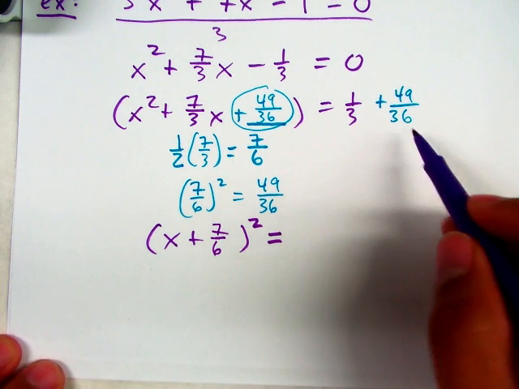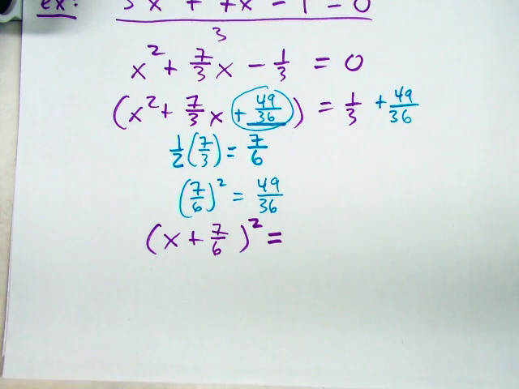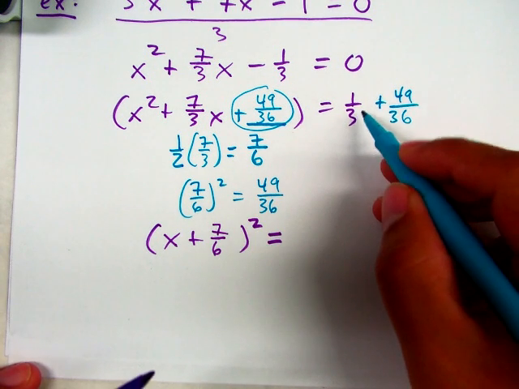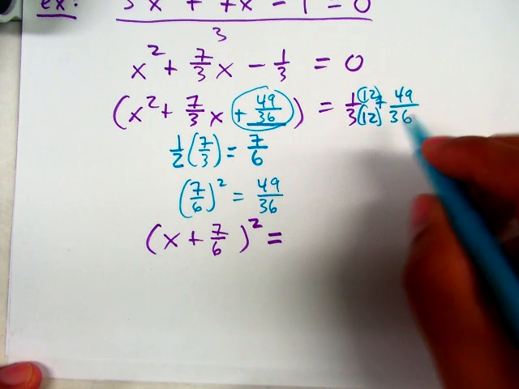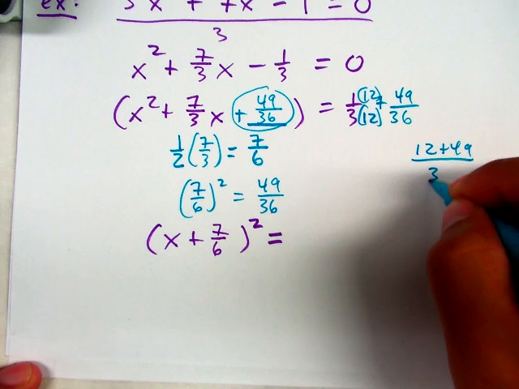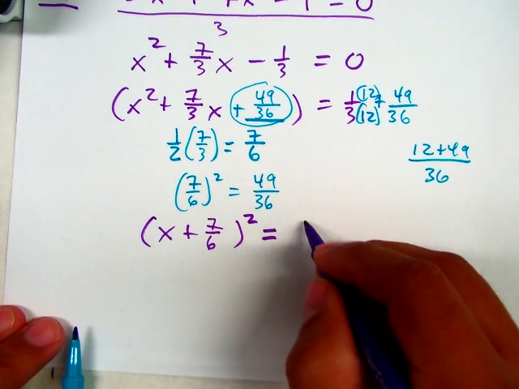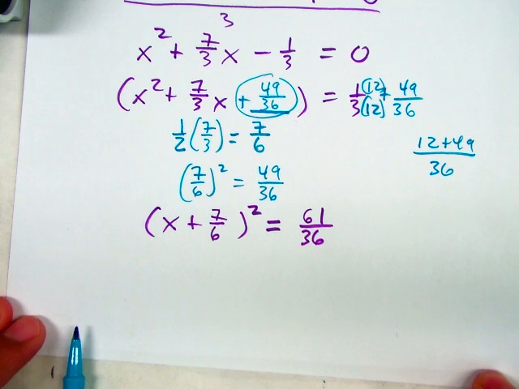Okay, so let's get there one step at a time. Before you got 61, you had to get a common denominator here, multiply by 12, right? So that's going to be 12 plus 49 over 36, and that's where you got 61 over 36. Everybody good with that?